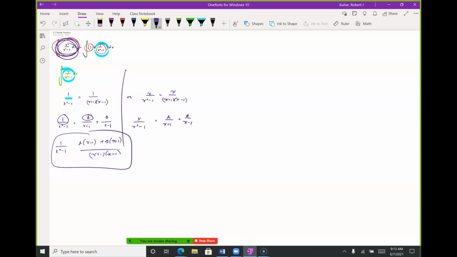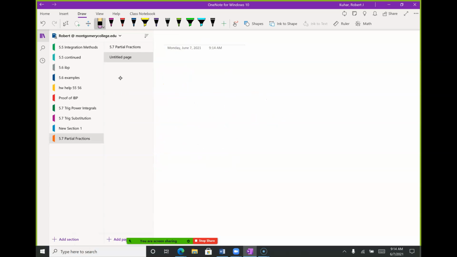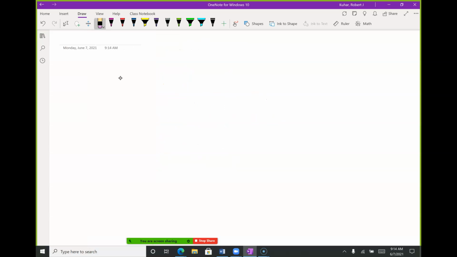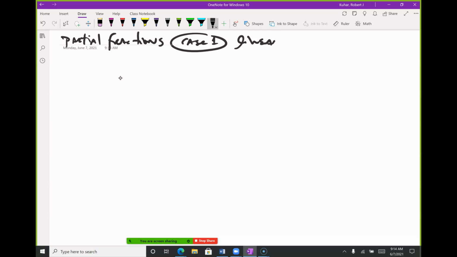All right, let's do this second problem here as our first example. So I've got the integral. So this is partial fractions, right? Case one, who cares about the numbers? Case one, linear factors only, right? Non-repeating linear factors.